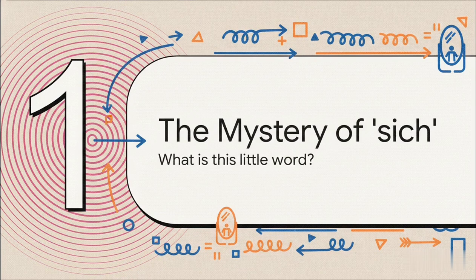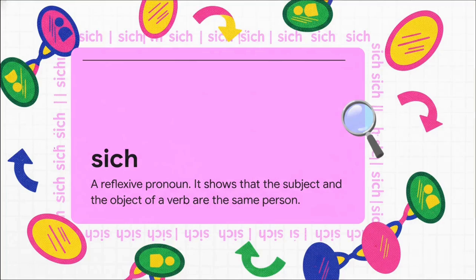First things first, what is the deal with this little word? So, let's get down to basics. What is this word, and what is its job in a sentence? Okay, the textbook definition is that sich is a reflexive pronoun. But what does that even mean? All that really means is that the person doing the action is also the person the action is happening to.